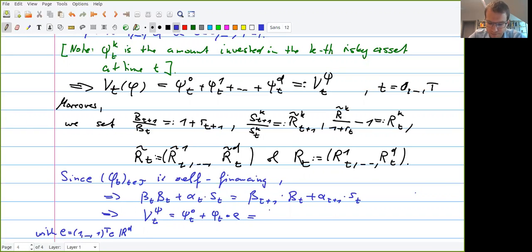So this is nothing else than the amount I have at time t minus 1, and then all the changes have to come from the changes in the interest rate here, and here the same, right? So the amount I have at time t minus 1 multiplied with the returns. Okay, that's good.